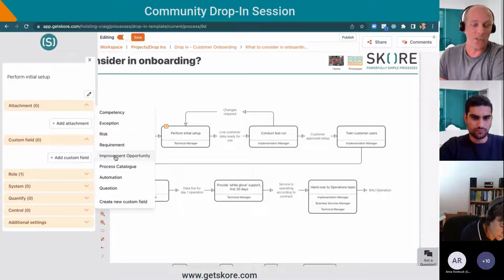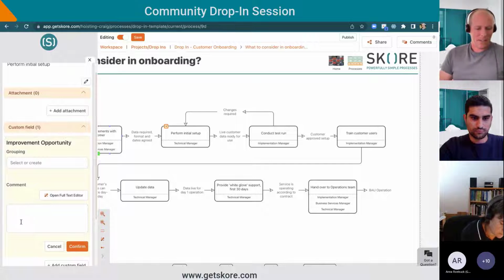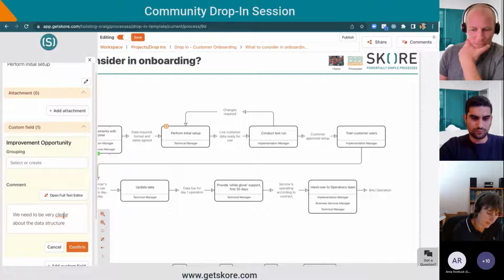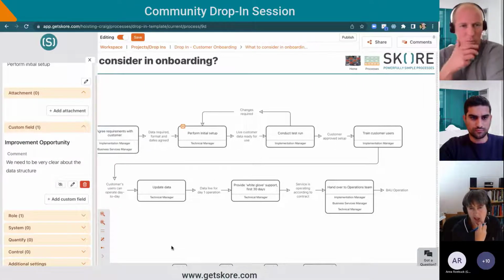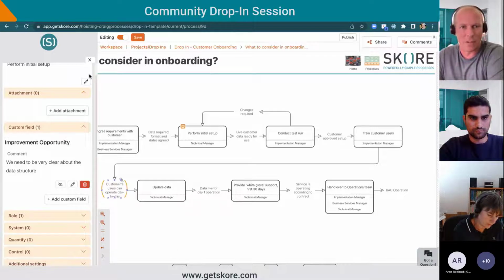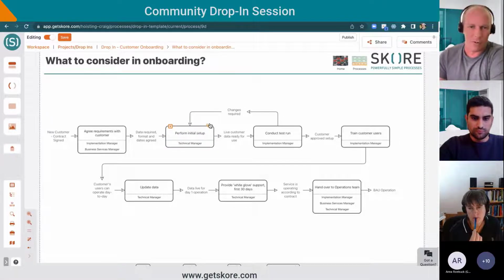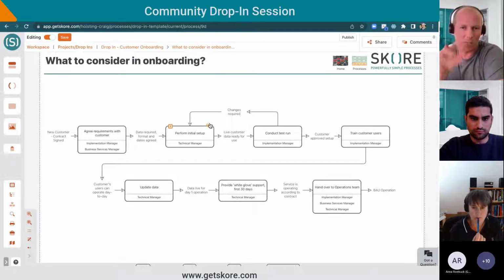I could capture this as an improvement opportunity if it's the process we've already got and we're already working with. And then in here, I can say, we need to be very clear about the data structure. Excuse my spelling of clear there. And again, as you know, if you've used Skore before, capturing that custom field will save that against that box. I can then easily run a report on that. And so all of the improvements that we might want to look at against this process can be captured that way.